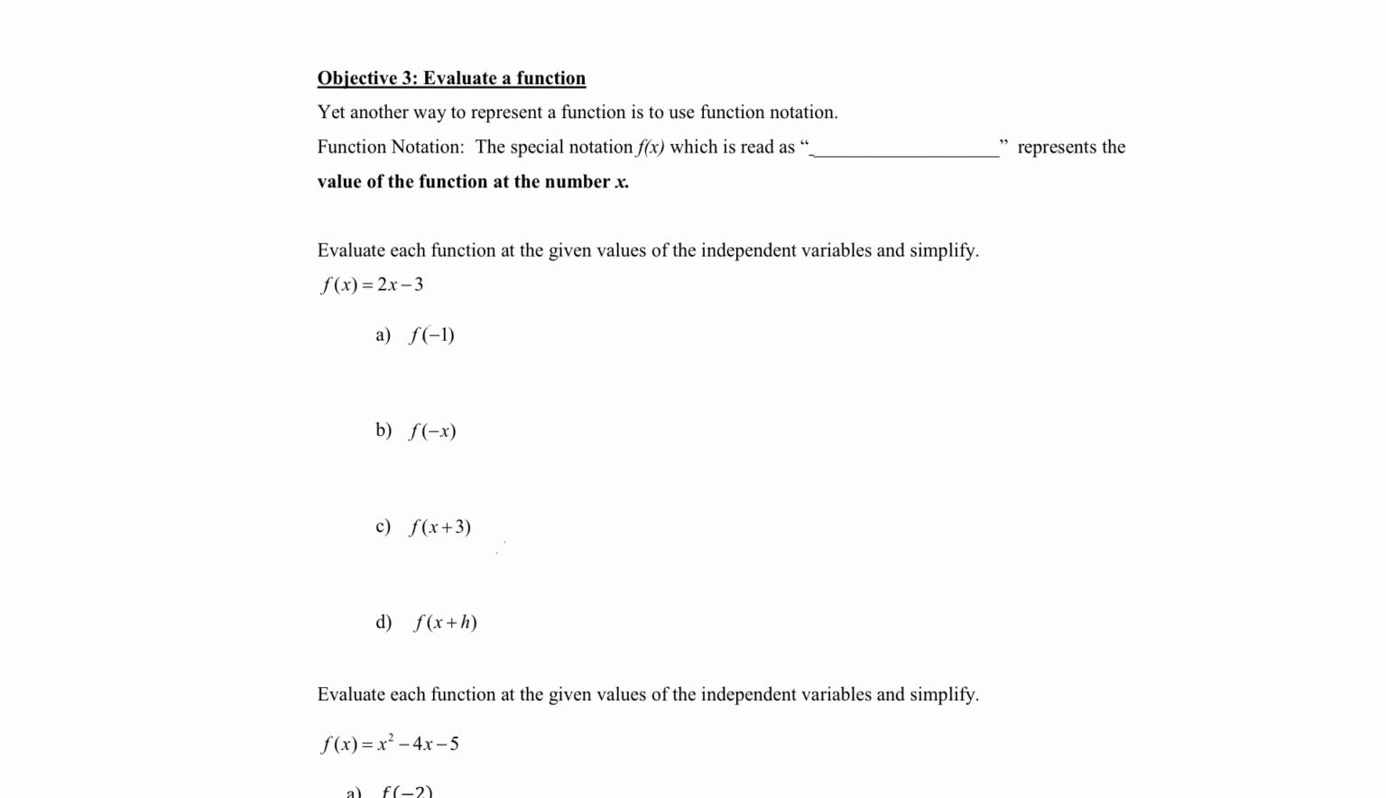So our third objective is to evaluate a function. And another way to represent a function is to use something called function notation. Now, when we're using function notation, we are not going to be thinking about relations. We're going to be thinking about that more specific subset of functions. And the special notation, f parentheses x close parentheses, which is read as f of x, represents the value of the function at the number x. And the f is just the name that I'm giving to this particular function.